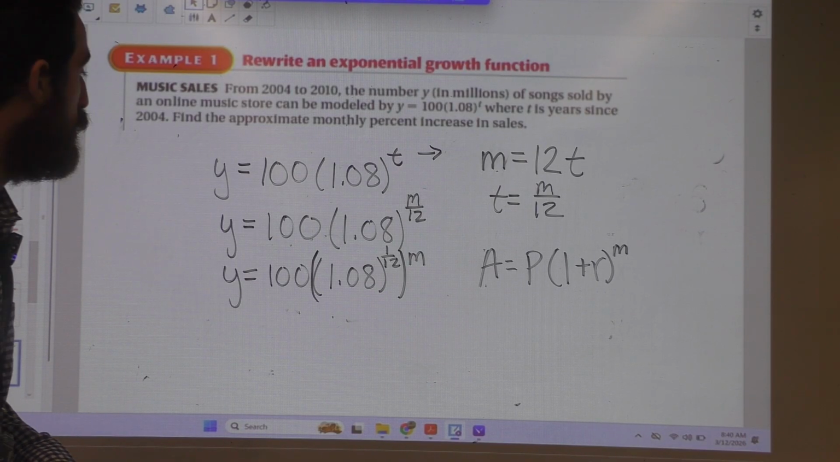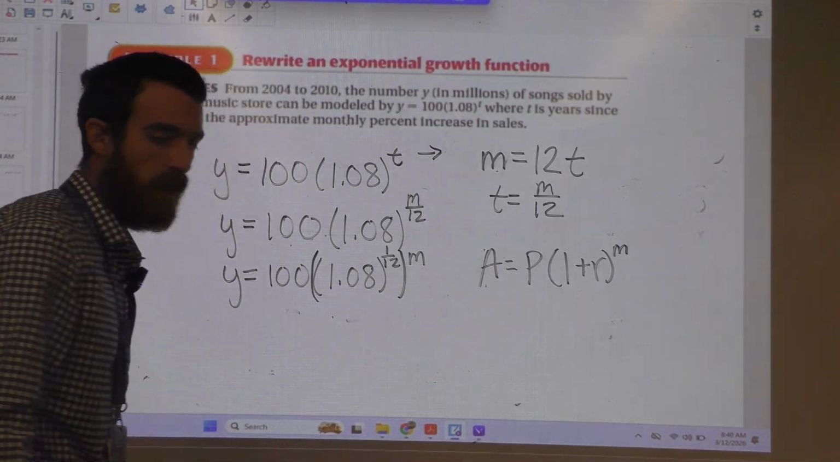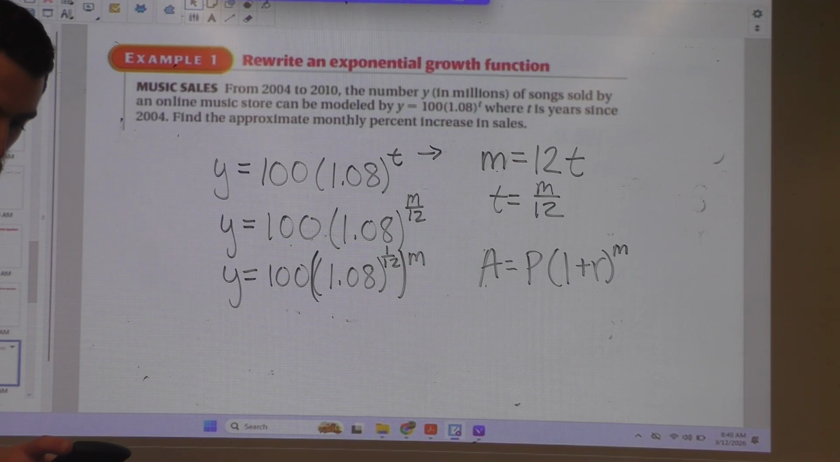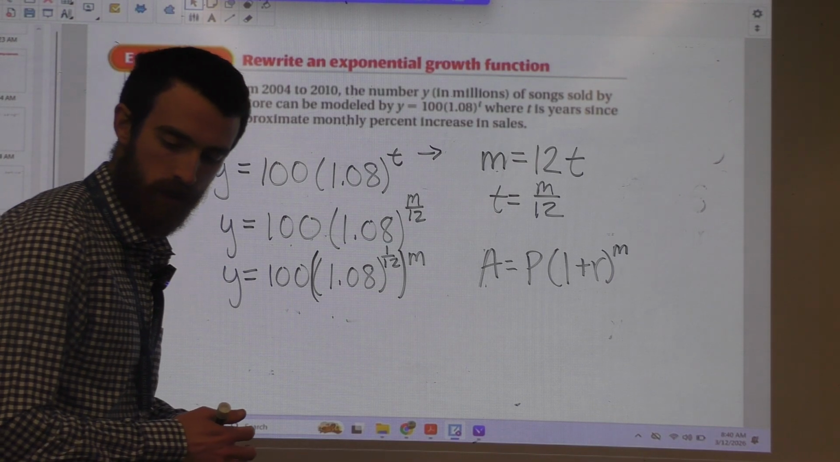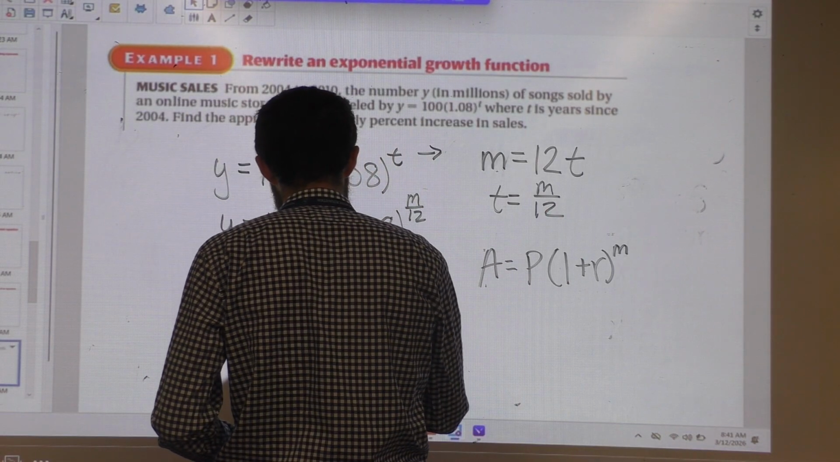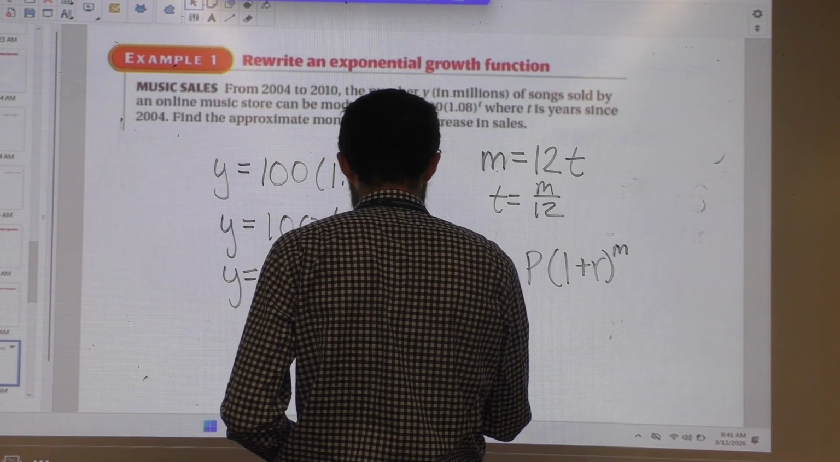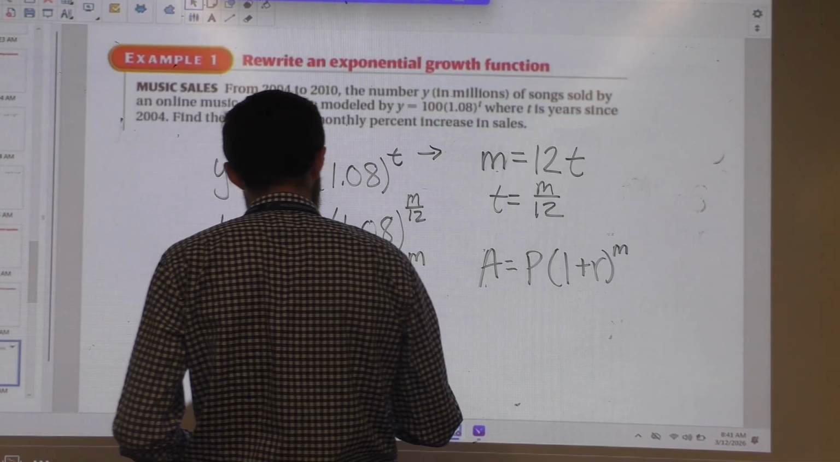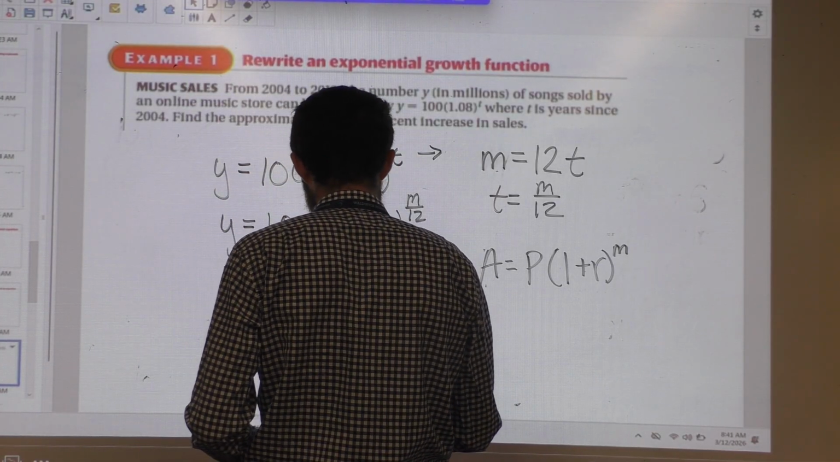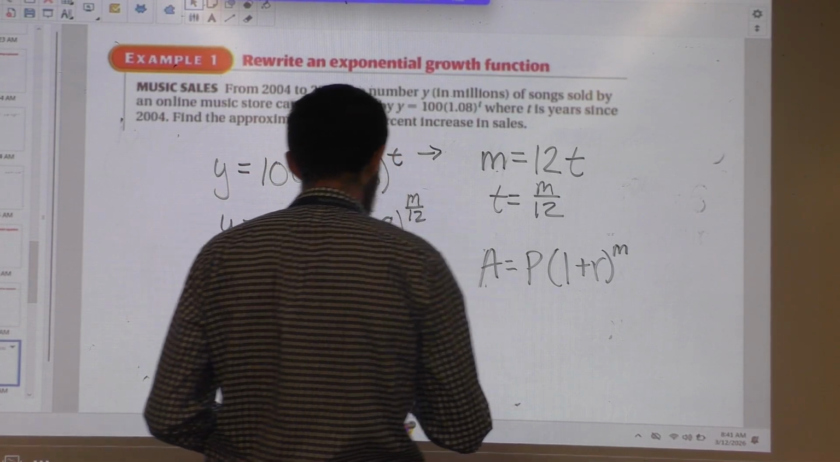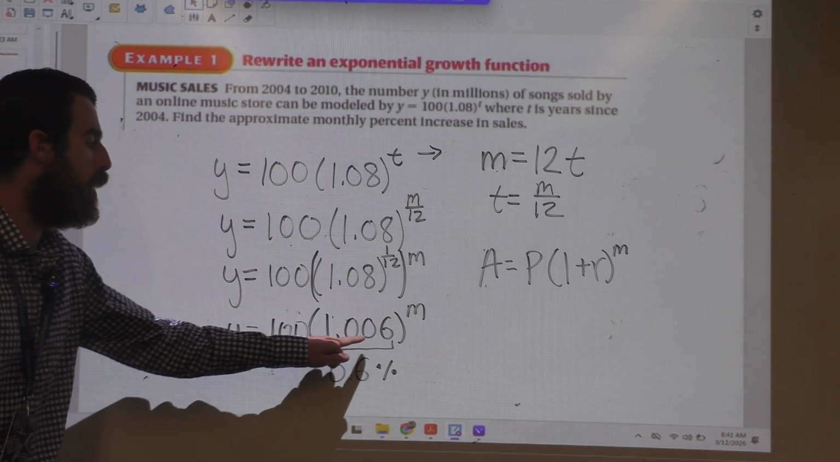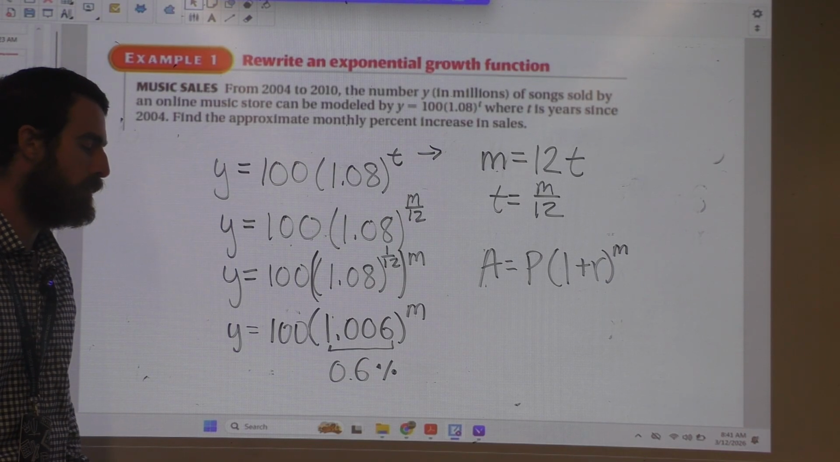And it should be less. If it's going up 8% per year, then every month it's going up less than 8%. That would make sense. 1.006. Looking at this, I know that that is 0.6%. 1 plus r, I could subtract 1 and then multiply by 100, and that's what I would get.